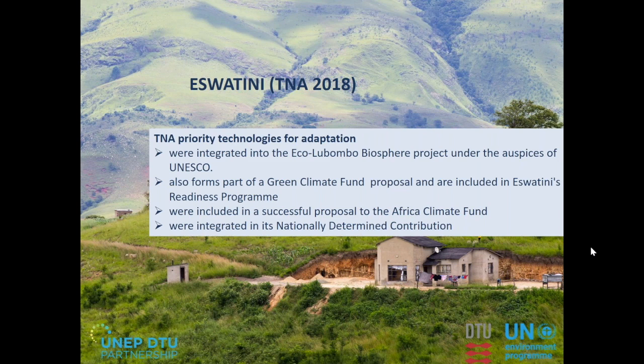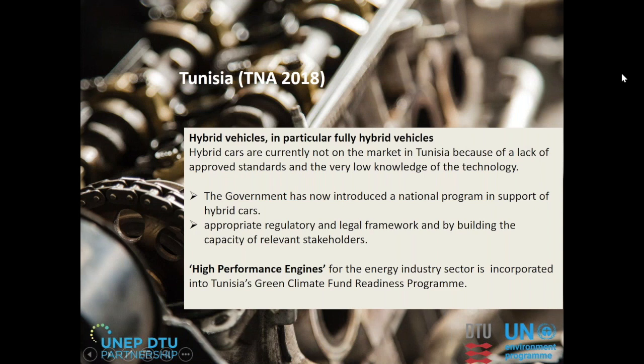A final example is from Tunisia. Tunisia also completed their TNA and technology action plans back in 2018. For mitigation, they focused on key technologies within the energy and transport sectors. For the transport sector, one of the technologies they focused on was hybrid vehicles, in particular fully hybrid vehicles. They came to the conclusion that there was a lack of approved standards in Tunisia and very low knowledge among experts on the technology.